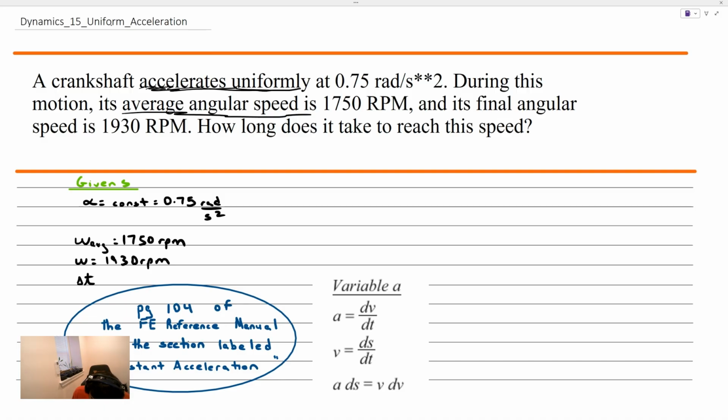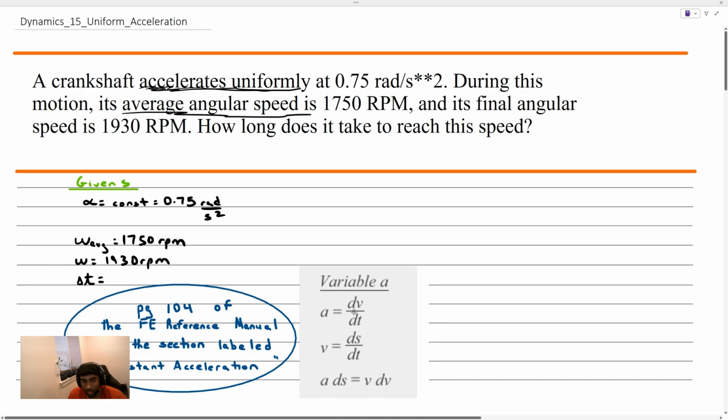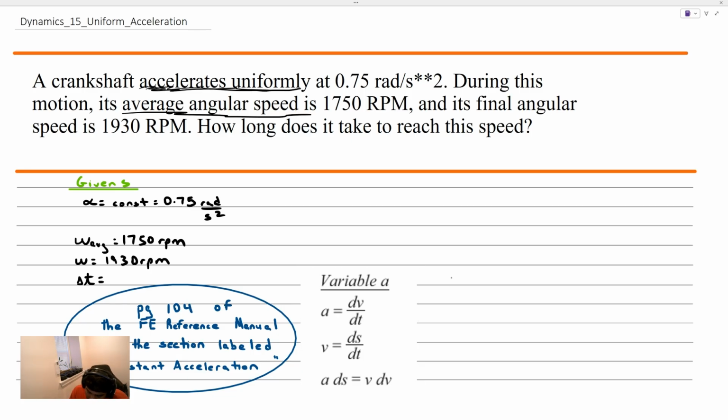We're looking for the change in time between the initial and final speed that it takes to reach that final speed. We know the average speed, the final speed, and we know the angular acceleration rate. Now I'm going to show you guys a different kind of technique. Of course, we can go into the reference manual and find all of these equations for a constant acceleration rotating body. But you could save a minute or two here if you just remember some of these relations here.